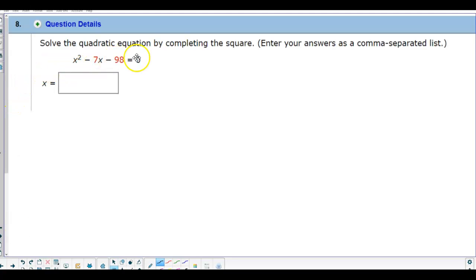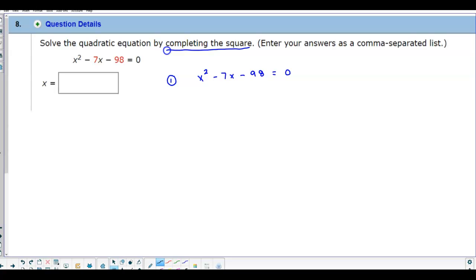Question number 8. Solve the quadratic equation by completing the square. So, in step 1, we have x squared minus 7x minus 98, which is equal to 0.